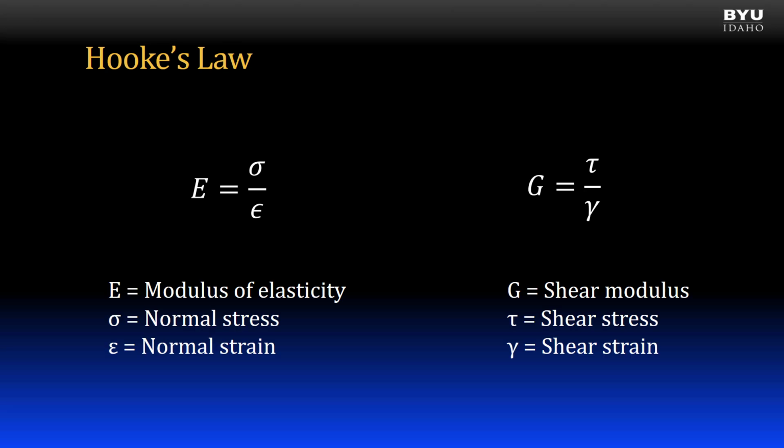We have two equations for Hooke's law. One for normal stress and strain on the left, and one for shear stress and strain on the right.